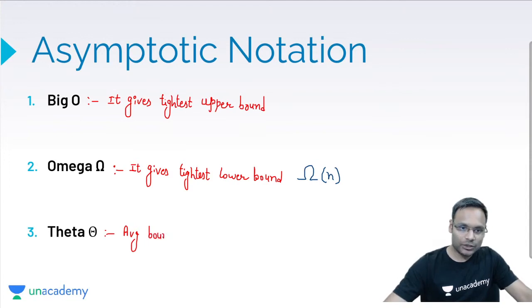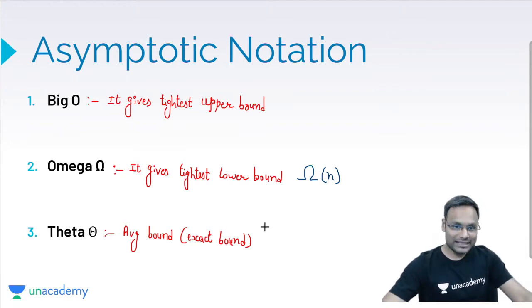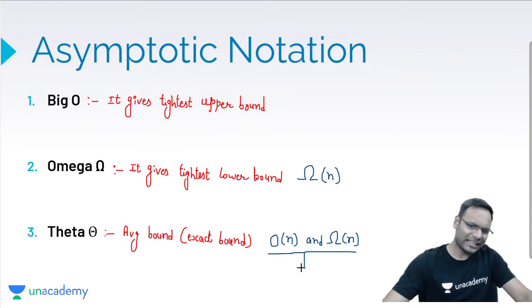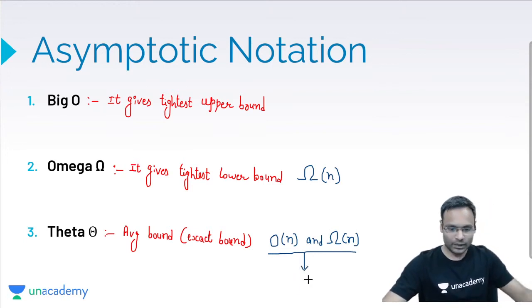In my language, for understanding, it gives you the exact bound. See, for a certain algorithm, let's say one algorithm takes a maximum of n steps and a minimum also of n steps. The tightest lower bound is also n, the tightest upper bound is also n. I can say exactly n steps are required. Yes, that you can write as theta of n.